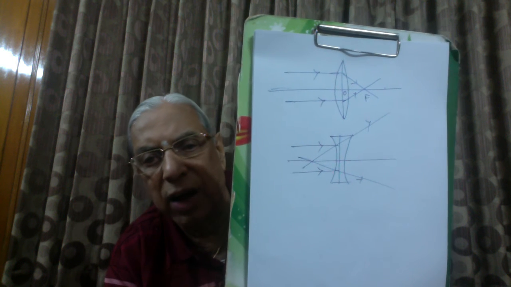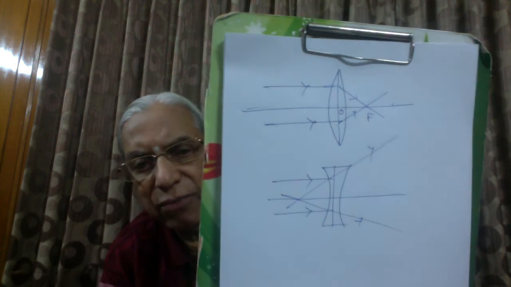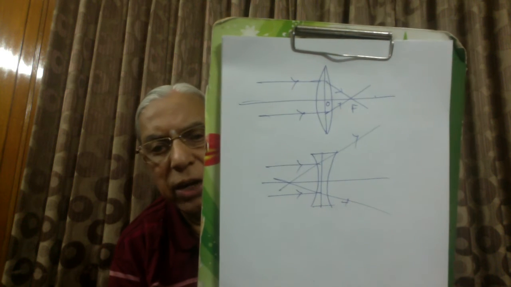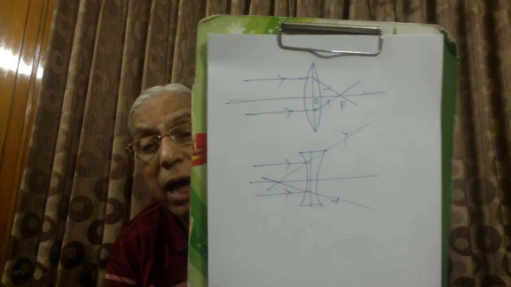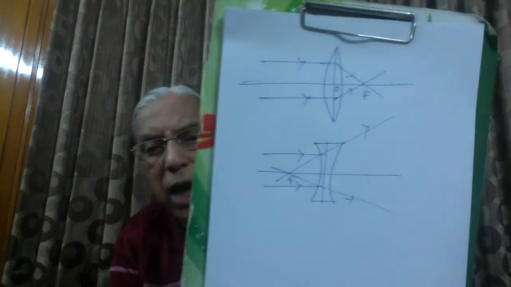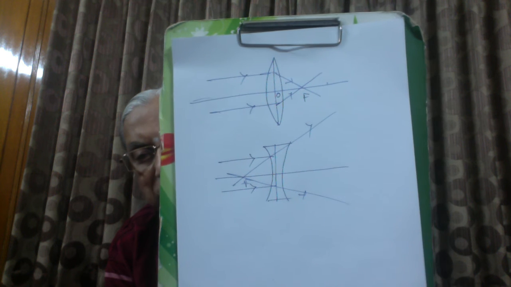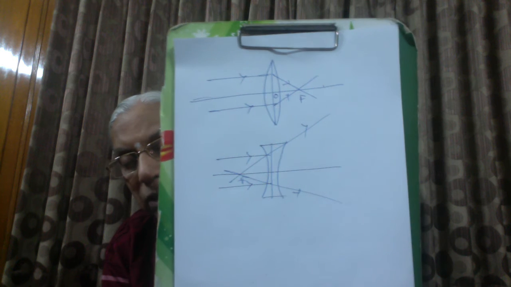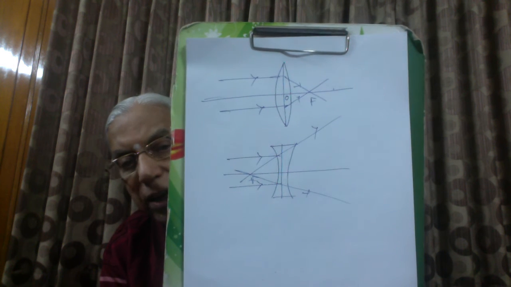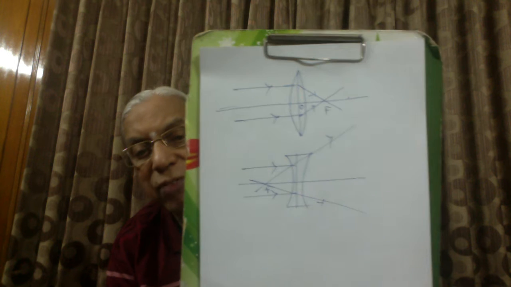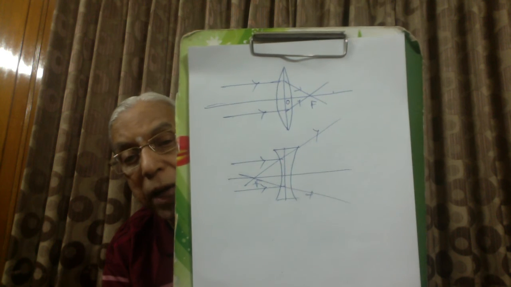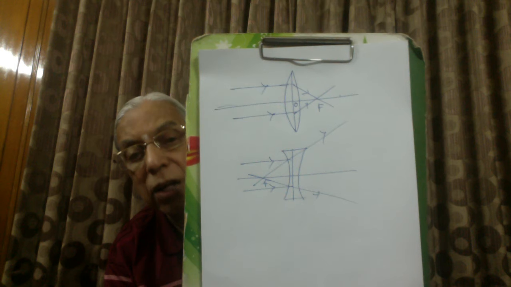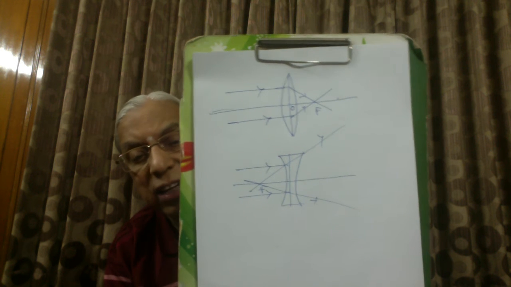axis of a concave lens. After refraction, they diverge away from a point on the same side of the lens. They appear to diverge away from a point, F I call it, and that is called the principal focus. I repeat, I consider a pencil of parallel rays traveling parallel to the principal axis. After refraction, you find that they appear to diverge away from a point on the same side of the lens, and that is called principal focus.